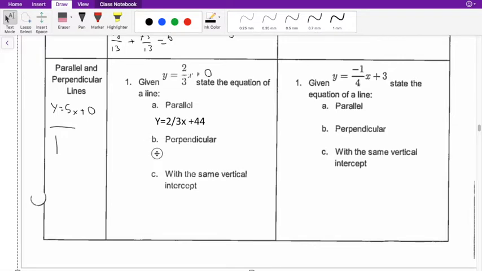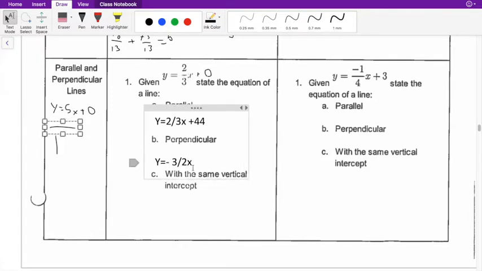Now, I need a perpendicular line. So if we remember, perpendicular lines have negative reciprocals. A negative reciprocal is where you flip the slope and make the sign of the slope opposite of what it is. So positive becomes negative, negative becomes positive. So I have y equals here, and I'm going to flip my slope, 2 over 3. I'm going to look at my slope above, and I say it was positive, so I need to go back here and make this one a negative. Then, here, I can make the y-intercept equal to anything possible. It's still going to be perpendicular.